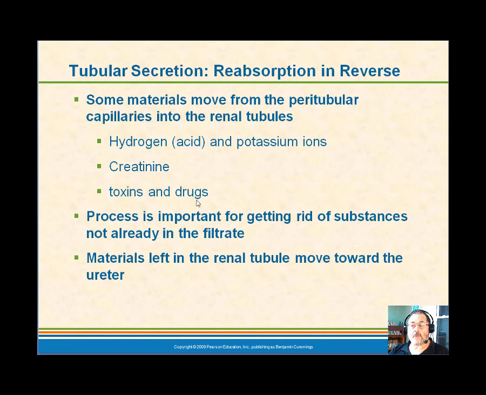Now, this is one of the reasons that urine samples are a good way to test for drugs, because the urinary system gets rid of most of the drugs or the byproducts of drug metabolism. The process is important for getting rid of substances not already in the filtrate, and materials left in the renal tubules move toward the ureter from that point.